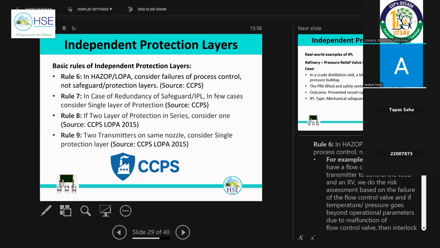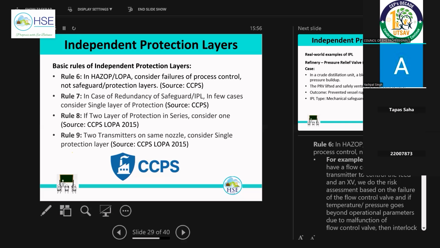Then the third layer is alarm. The fourth layer is our control system, that is SIF, temperature control, pressure control. Then there will be a mechanical safeguard. Then there can be a release system or gas detection. Then the emergency response plan. There are different layers available for protection. So in this case, our basic design and process control comes in the basic process control system, BPCS.